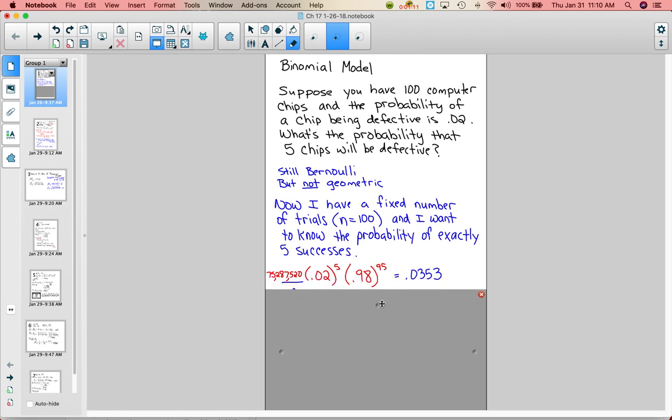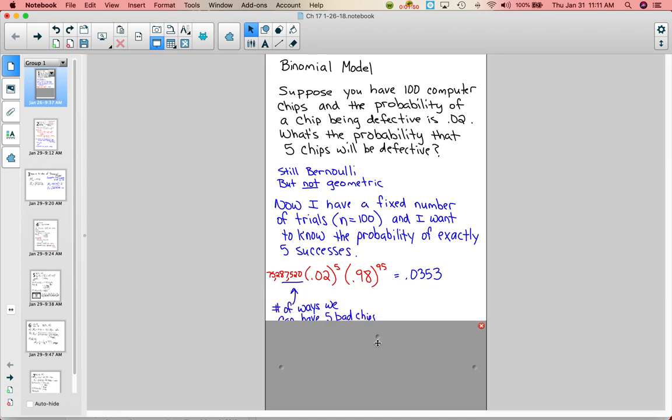Now, I talked about this in class, but we have this 0.02 to the 5th power for my 5 bad chips, and the 95 good chips. When you multiply that together, you don't get the answer, because there are a lot of different ways you could have 5 bad ones out of 100 chips. The first 5 could be bad and then the next 95 good. Maybe the first one's bad, the next few are good, then a bad one. So we have to know how many ways there are to arrange the 100 chips so that 5 of them are bad. I talked about this in class.